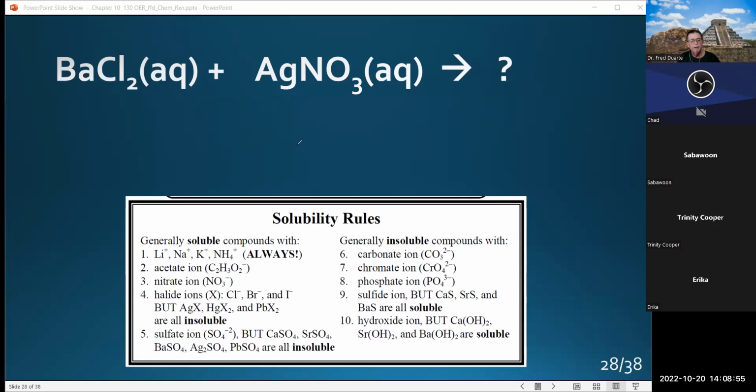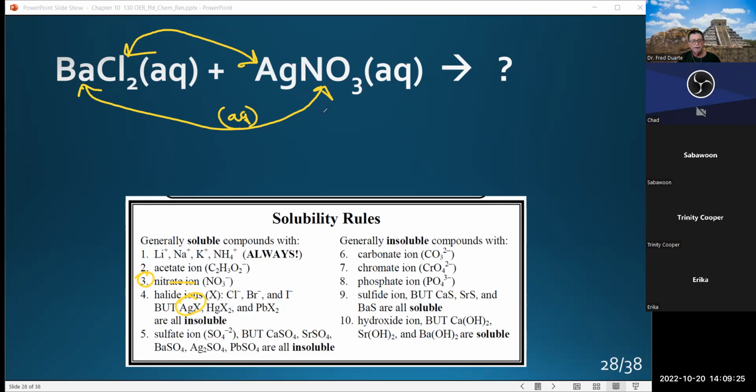Same scenario. All right, we're going to anticipate. I got barium nitrate, which automatically, I'm dealing with those nitrates, no question about it. Nitrates always soluble. So the new combination barium nitrate makes it soluble. Okay. And then silver chloride. Well, no. We're going to have a positive reaction here too.